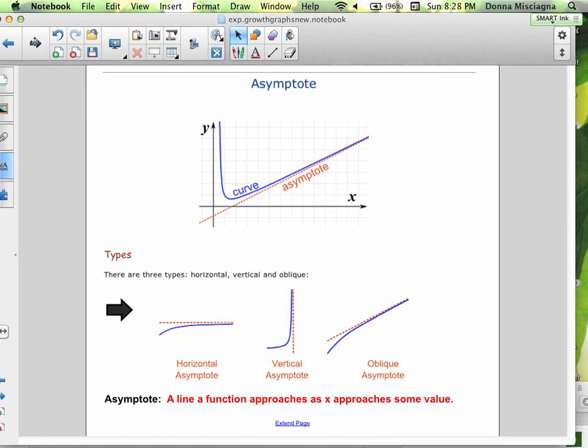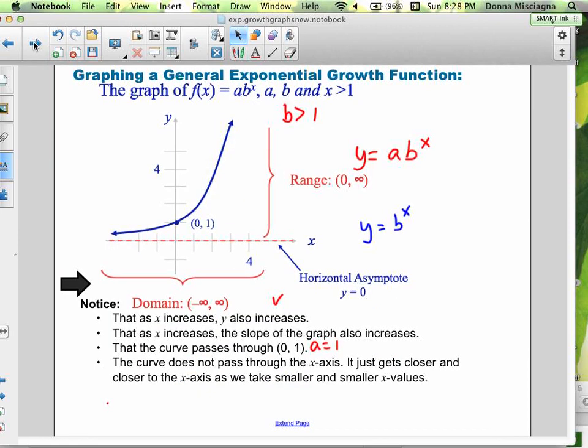So let's look at some basic facts about exponential growth and decay functions. So first off, exponential growth. This is in your notes completely. Right? So here we have the graph of f of x equals ab to the x, and in this particular example, a is greater than 1. It does not have to be greater than 1, but b has to be greater than 1 or it's not exponential growth.